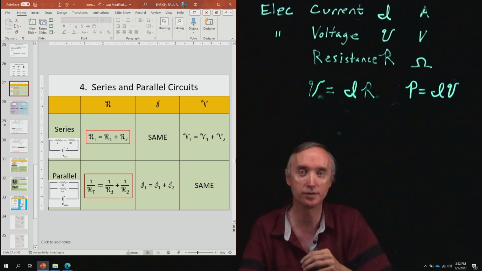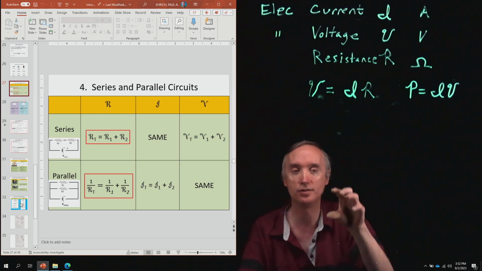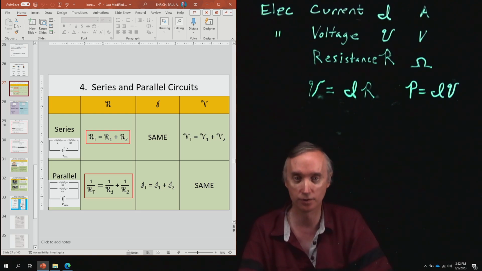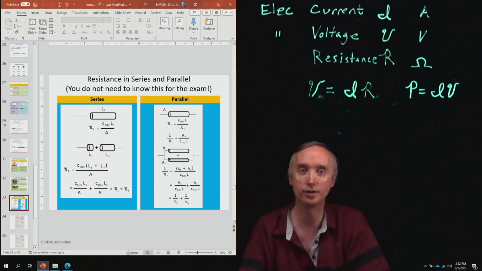So the only thing left is to explain what about this resistance thing. So why is it in the series circuit the total resistance equals the sum of the resistors? And why is it in parallel you take 1 over the total resistance? Okay, so now let's go back to this one here.